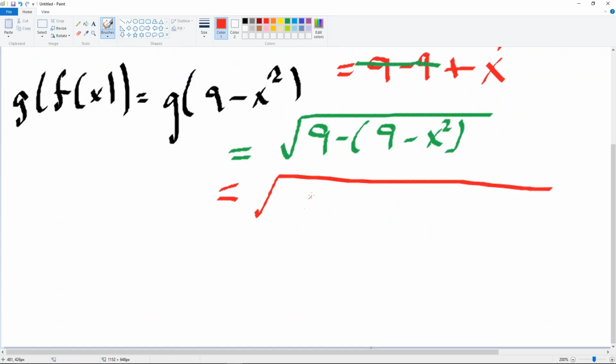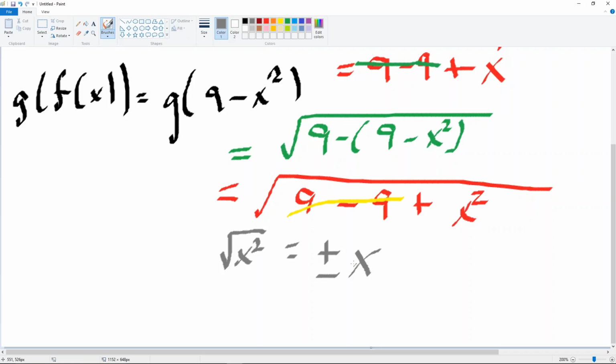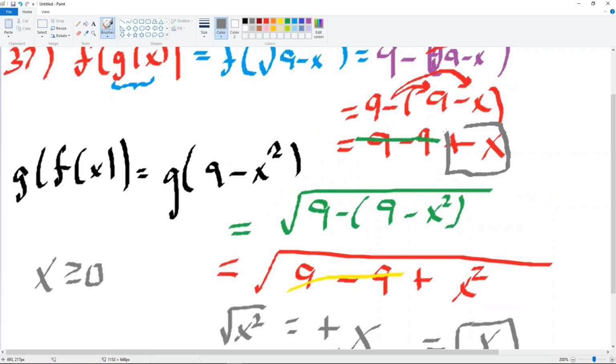Distribute, so you have square root of 9 minus 9 plus x squared. What happens to your 9s? Cancel. Leaving you with the square root of x squared, which gives you what? Well, really it gives you plus or minus x, but that's the reason why they have that stipulation in there that says x is greater than or equal to 0. That means that you only want positive x. So yes, we did get x for both, so yes, they are inverse.